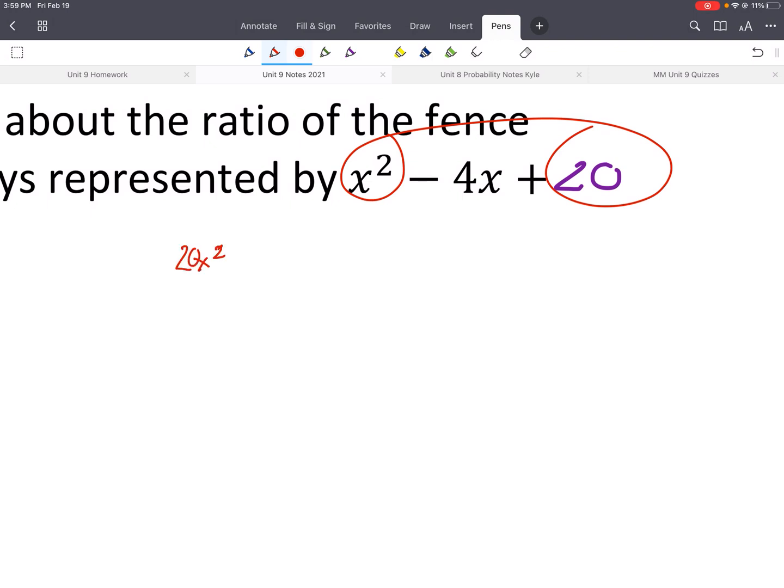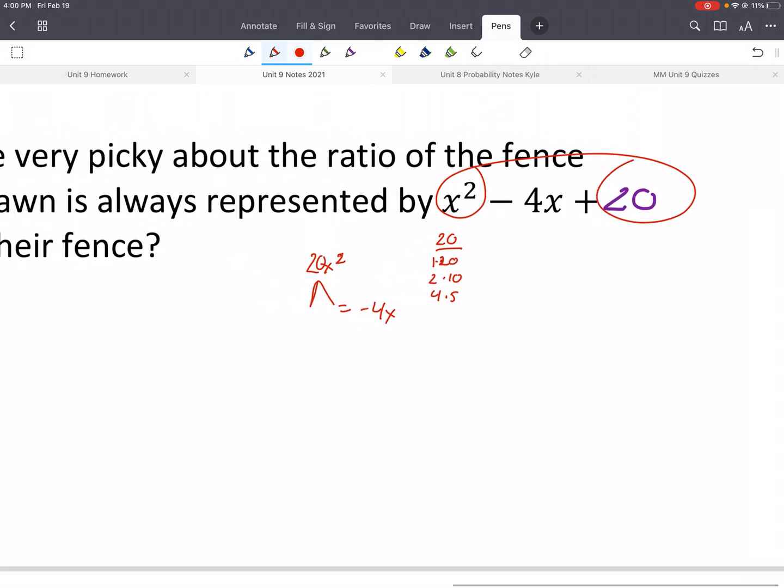Two things that multiply to give 20x squared and add to give us a negative 4x. So again, we could write down factor pairs. 1 and 20, 2 and 10, 4 and 5. Okay. What am I missing? Three doesn't. I must have made a mistake on this.